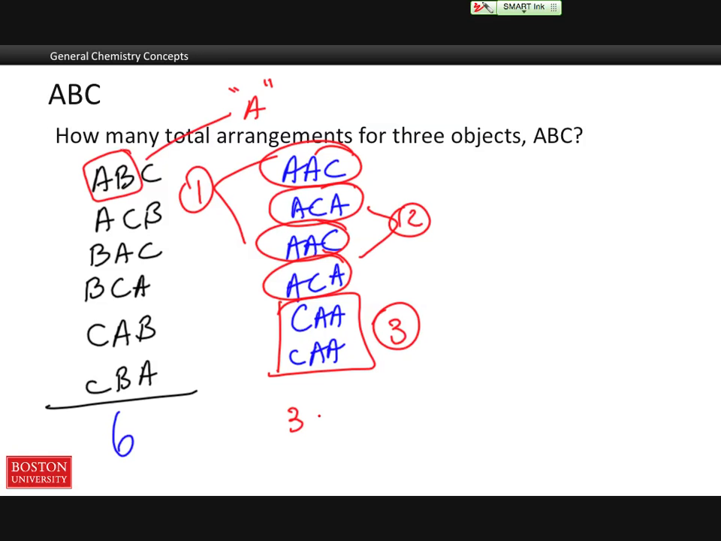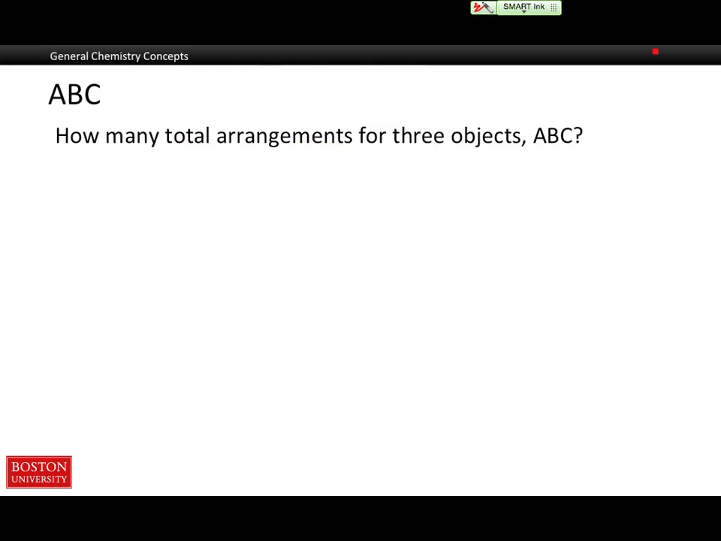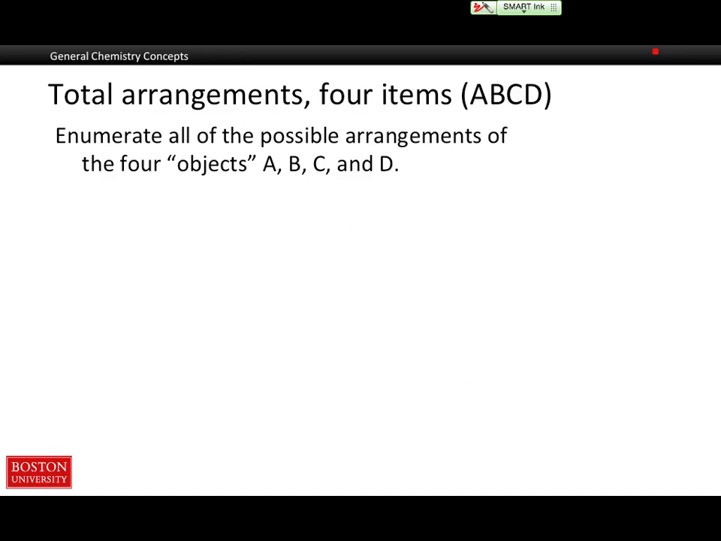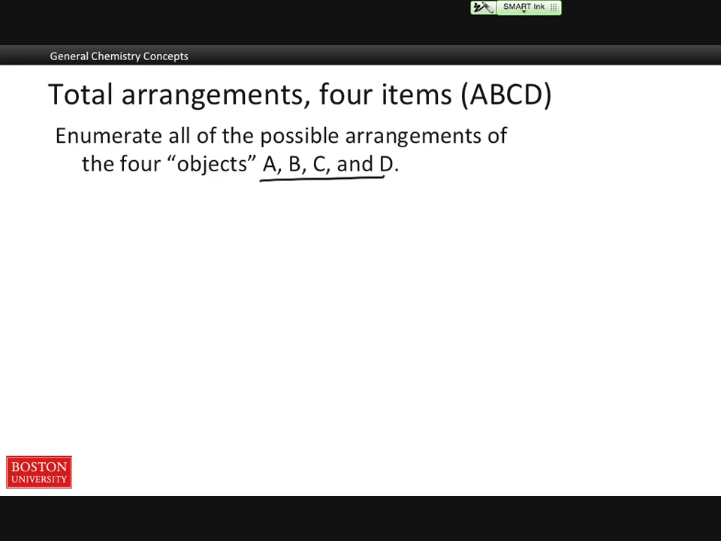Now these are three unique arrangements, each with 2 degeneracies. So it seems like 6 total arrangements is equal to the number of unique arrangements times the number of degeneracies. Let's see if this works if we keep going to a little bit of a larger system. So again, I'd like you to pause the video, and while you're there, enumerate all the possible arrangements for 4 objects, A, B, C, and D. Once you're done with that, you can hit unpause.